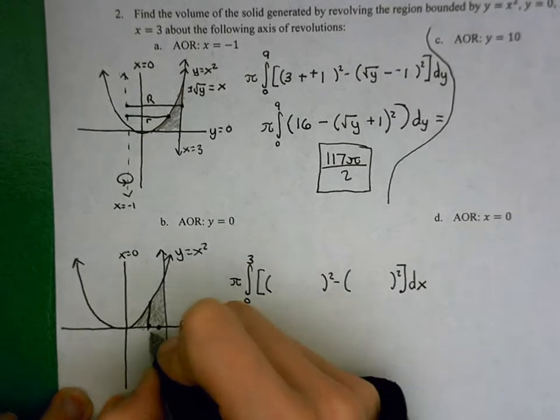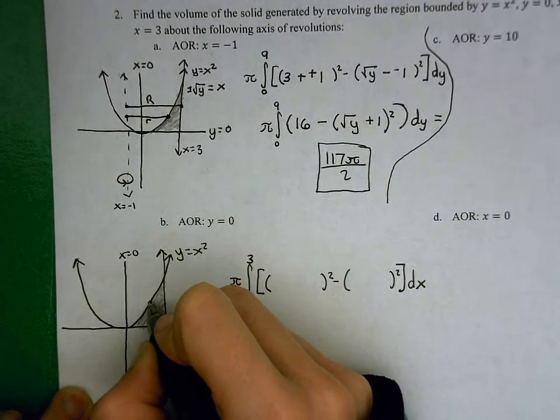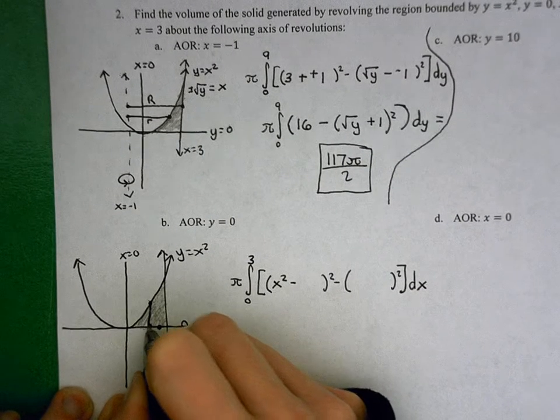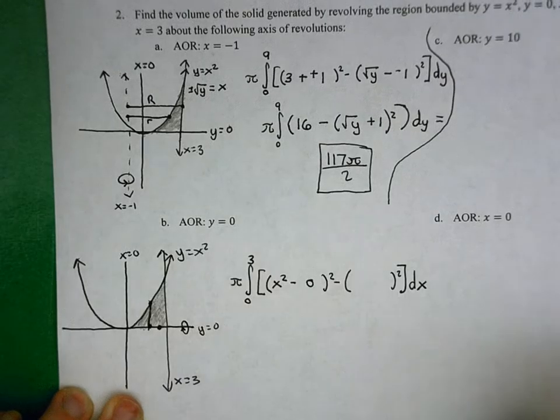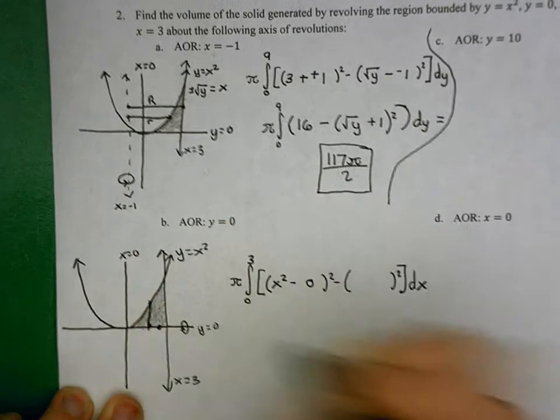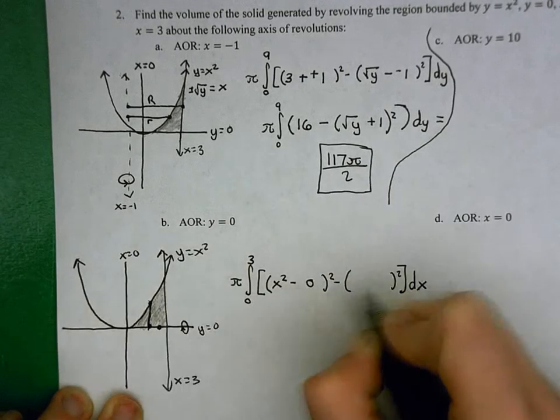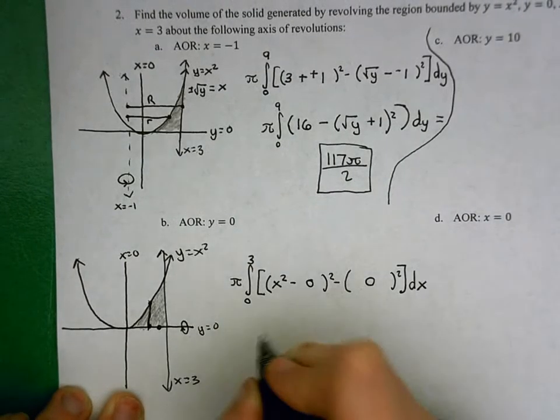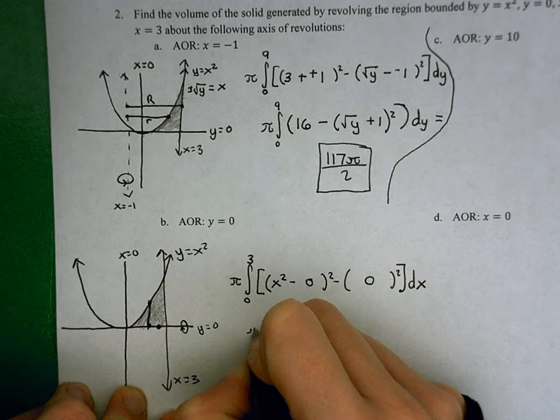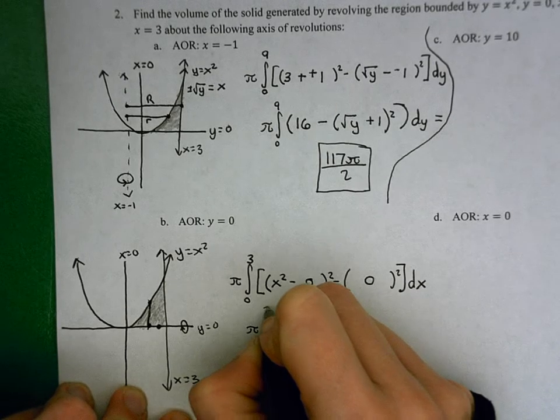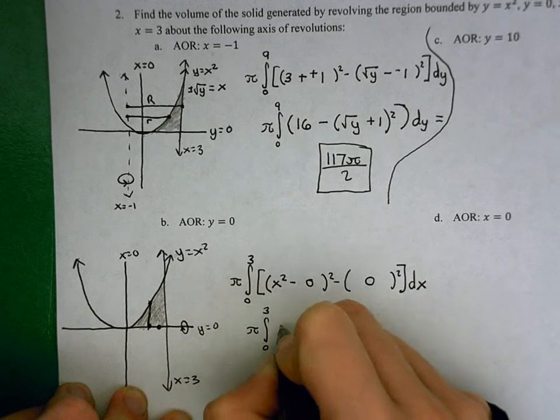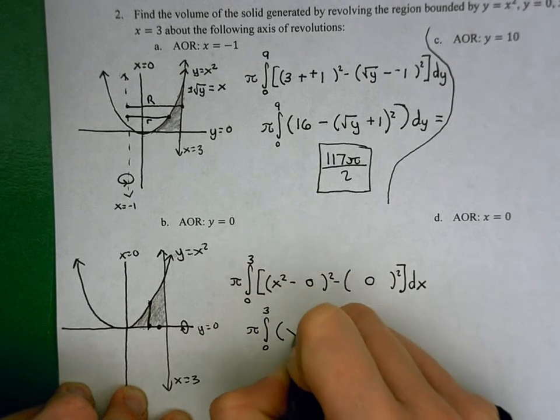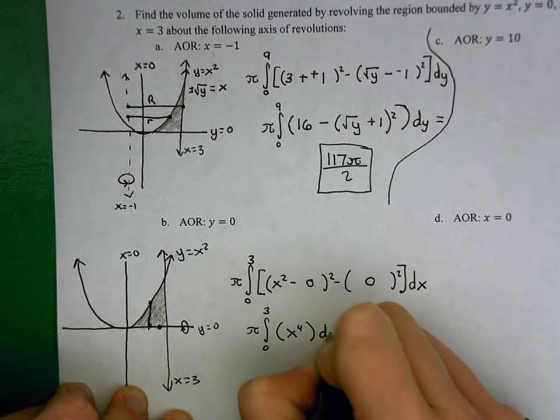Okay, so big R, the upper sits on y equals x squared, minus the lower sits on y equals 0. And little r, upper and lower are the same place. There is no distance there, right? 0 minus 0 is 0. And I'm going to go ahead and again simplify this a little bit. Pi 0 to 3 of x squared minus 0 is x squared. X squared squared is x to the 4th dx.